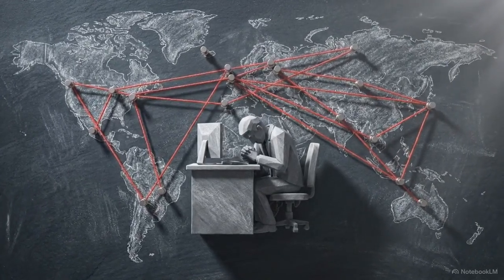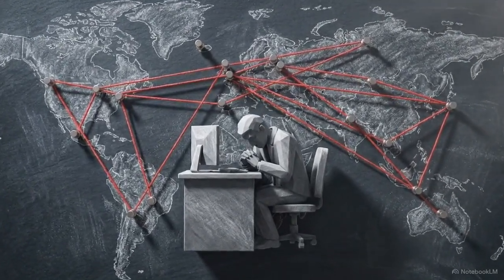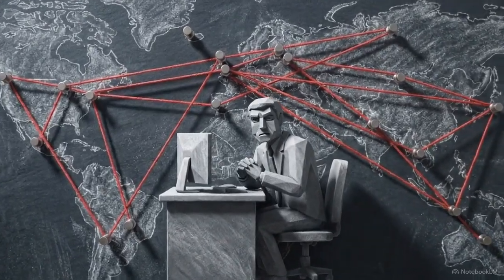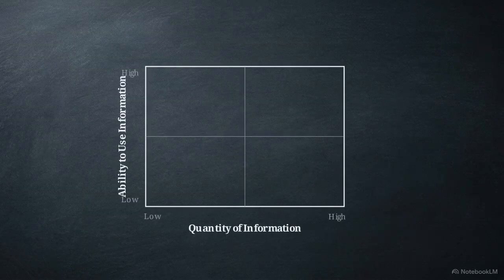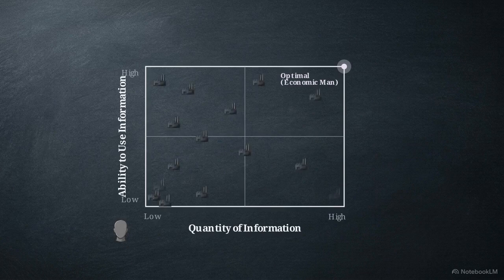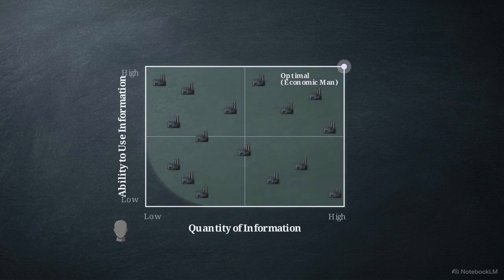Alan Pred challenged this with his behavioral location theory, accounting for the limits of the human mind. Pred argued that managers rarely have perfect information, and even when they do, their ability to process and act on that data varies wildly. He mapped this on a 2x2 behavioral matrix of information quantity versus the ability to use it. Real-world firms scatter suboptimally across this matrix, but they survive because they remain within Smith's green spatial margin.